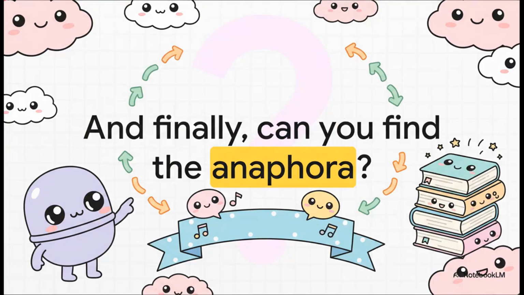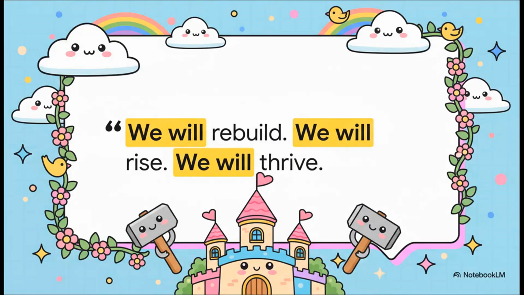And now for the final piece of the puzzle. Listen for the rhythm. Look for that deliberate repetition right at the beginning of each phrase. Where is the anaphora? You got it. We will rebuild. We will rise. We will thrive. That repetition of we will creates this powerful rising rhythm of hope and sheer determination. Even in this bleak setting we've seen, this anaphora gives us a feeling of resilience and resolve.